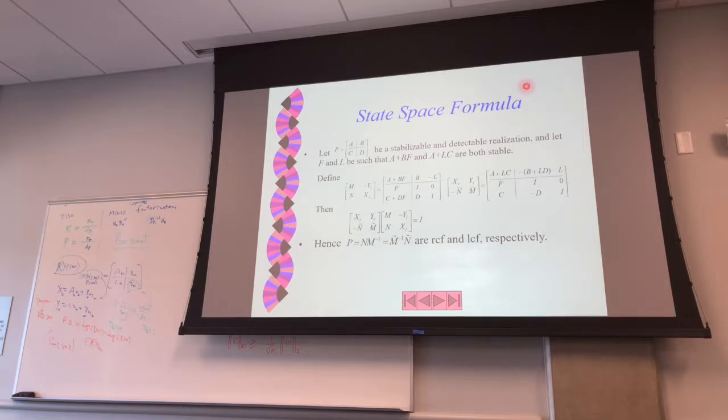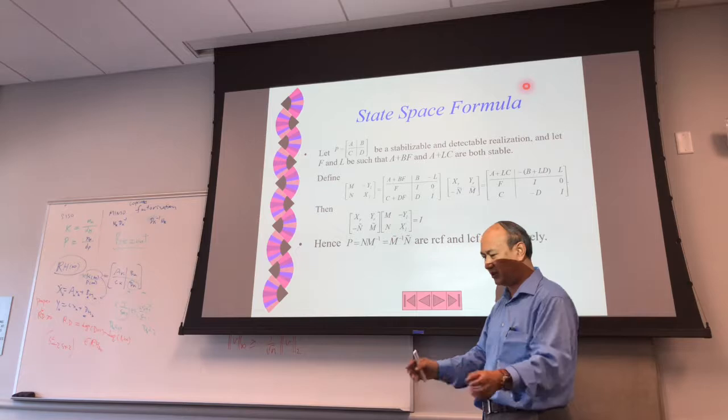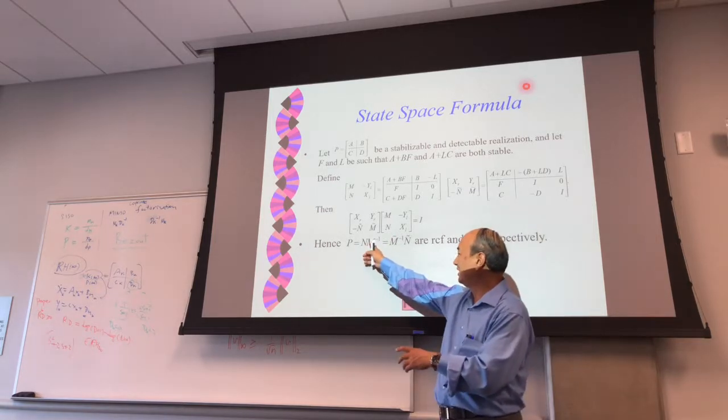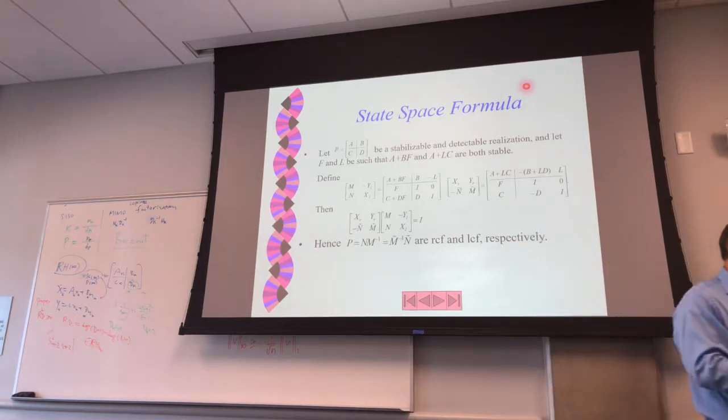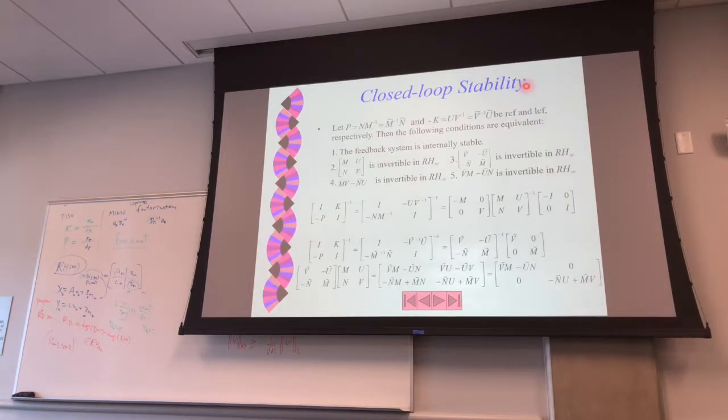So supposing you find a way to write the transfer function matrix in matrix coprime factorization format, then how can we check the stability of the system? It's something like this. If you have a coprime factorization, this is right and this is left.